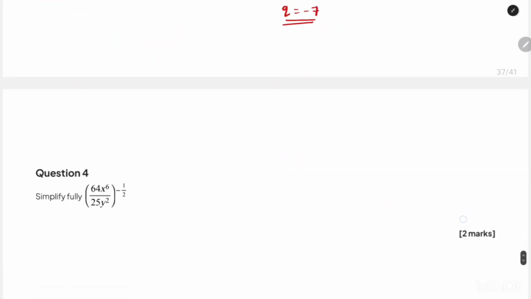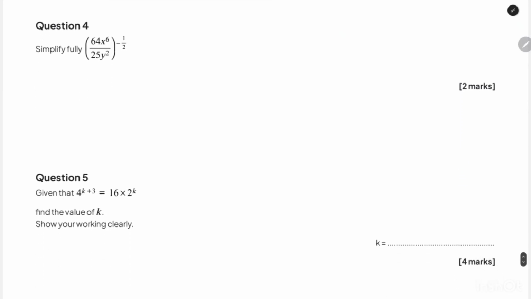Next question. First step, make the power positive by reciprocating the base. So this is (25y square upon 64x raised to 6) whole to the power positive 1 by 2. Now before giving them separate powers, if you can simplify anything inside the bracket, do it first, because in board maths, bracket comes first as your priority.